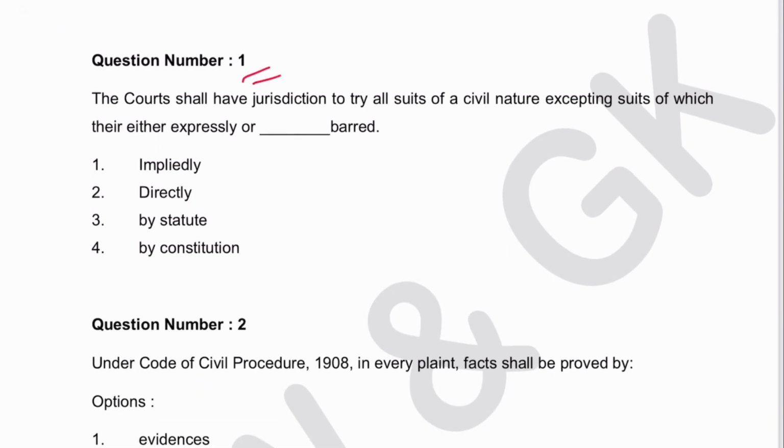Question number 1 is: the court shall have jurisdiction to try all suits of civil nature excepting suits of which they are either expressly or impliedly barred. 1 would be the answer. This is mentioned in section 9 of CPC.